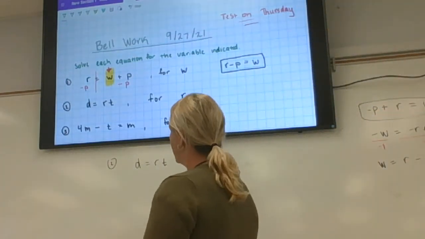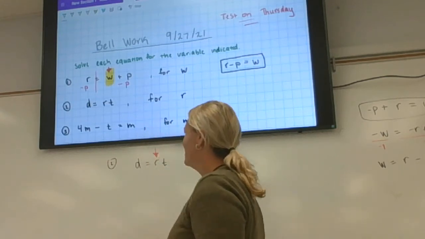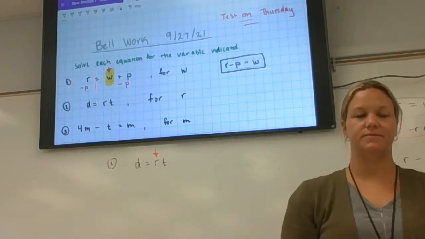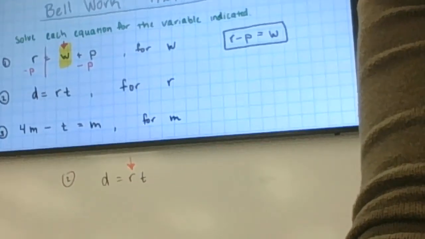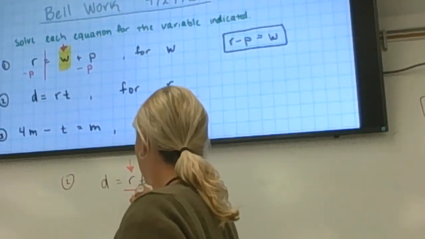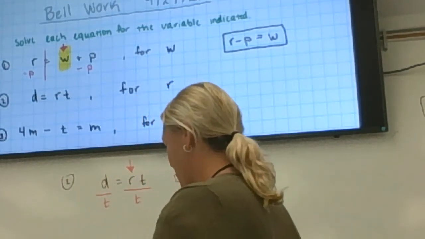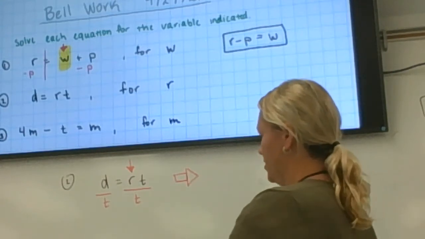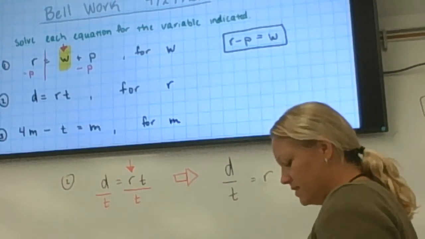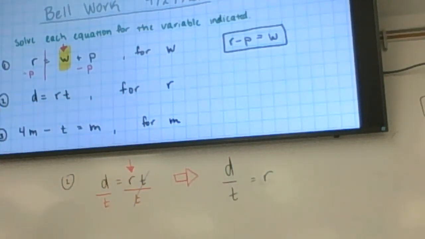Okay, so we're trying to get R alone. Here's R. So this is multiplication here. What do we have to do to cancel this T out? Divide. We'll divide both sides by T. And our new equation will be D over T equals R. So distance divided by time will give you the rate an object is moving.